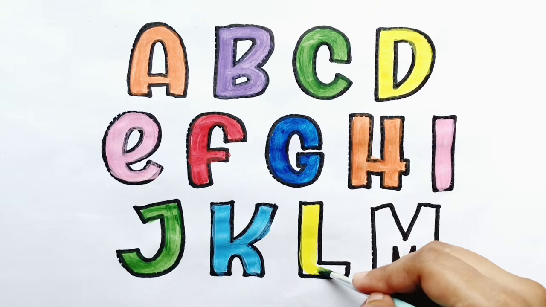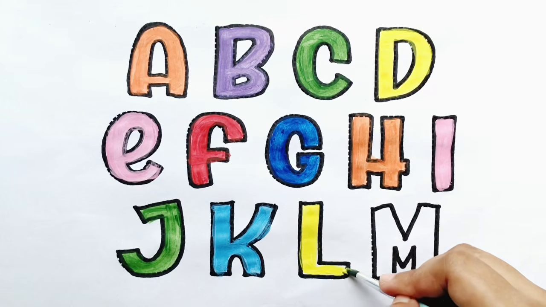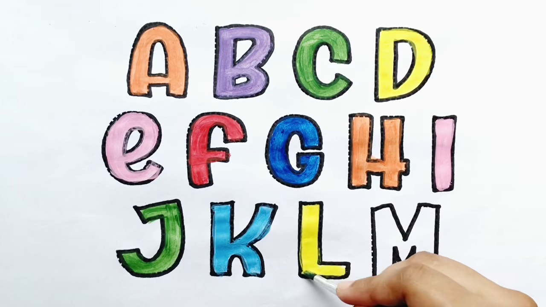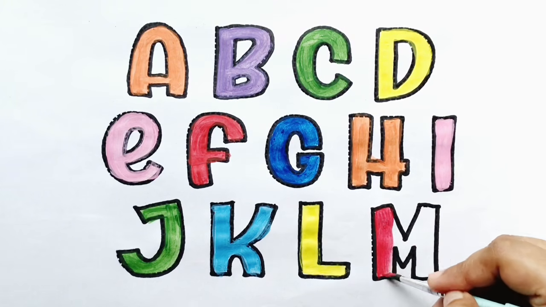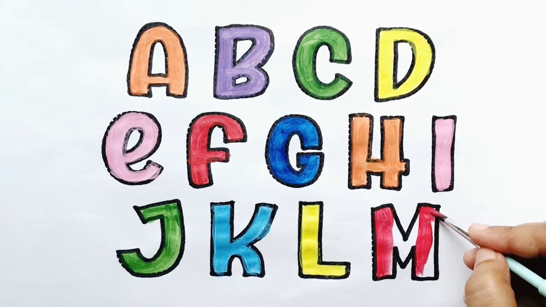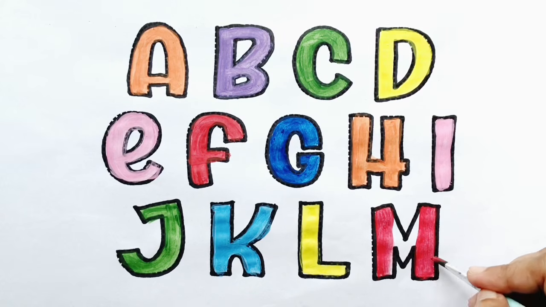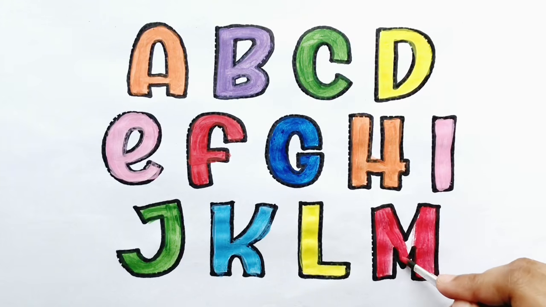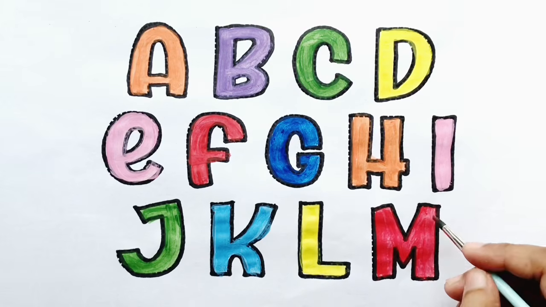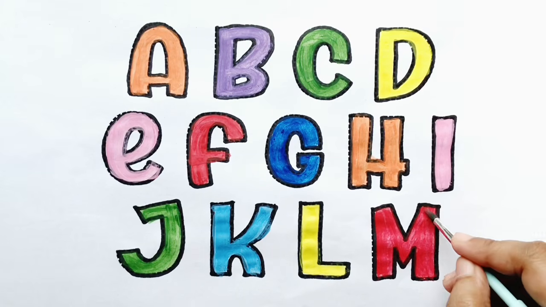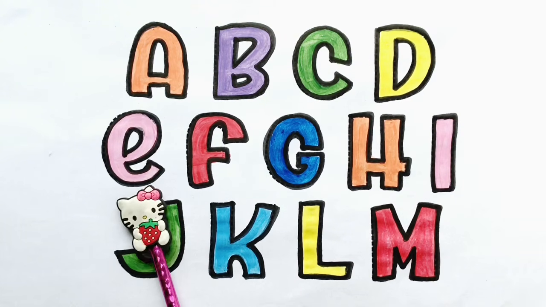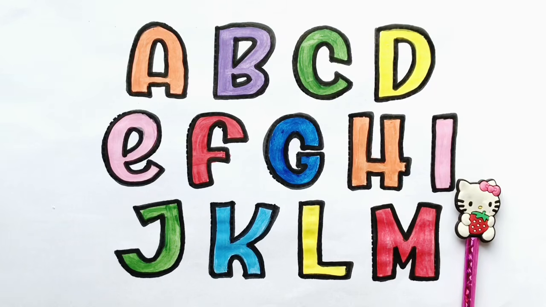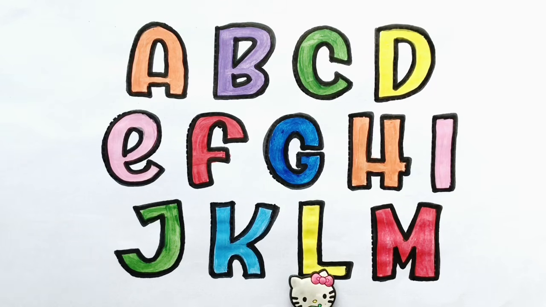L for lollipop. M for monster. Let's repeat again. A, B, C, D, E, F, G, H, I, J, K, L, M.